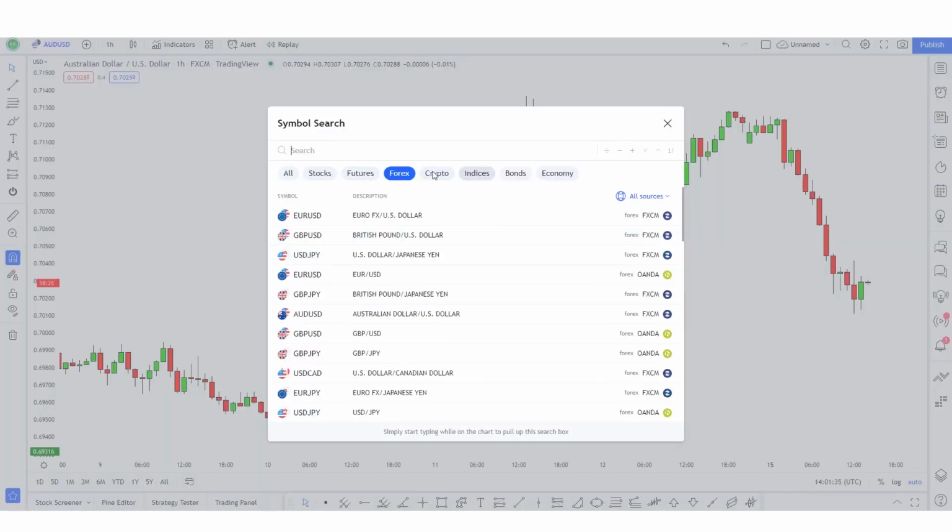Let's say you want to trade forex. You click on the forex tab and then you see a list of symbols. By clicking on one of them, like the EUR/USD, you will open the EUR/USD price chart.